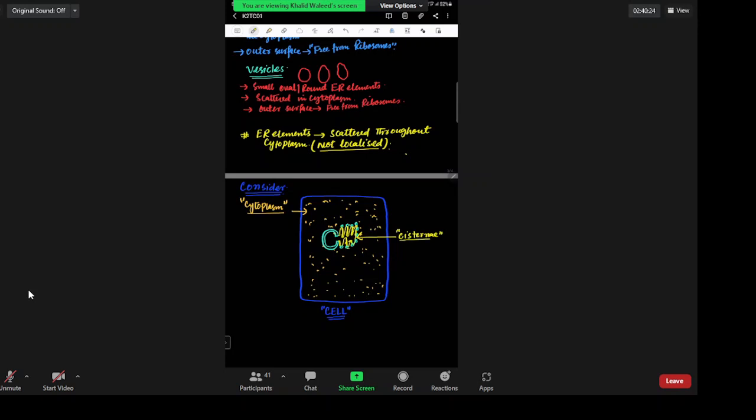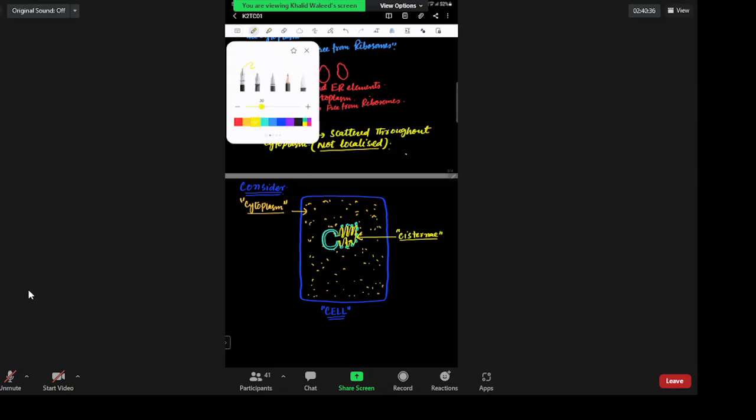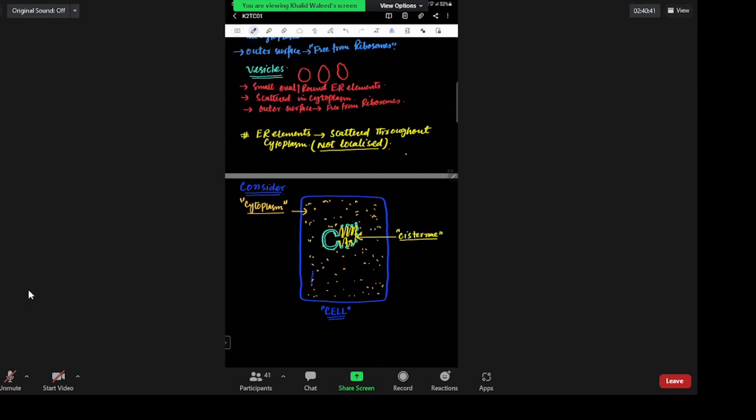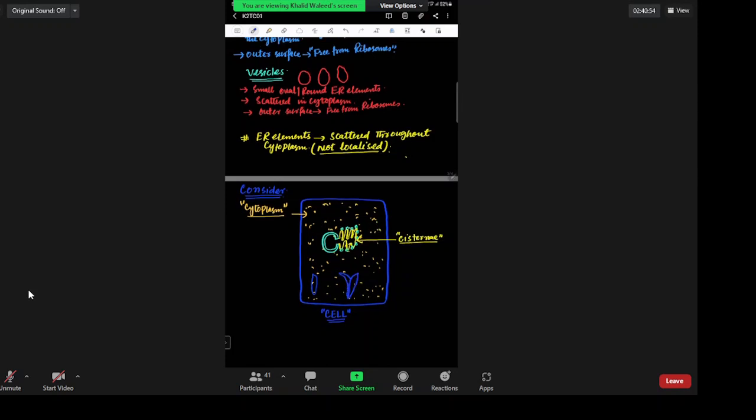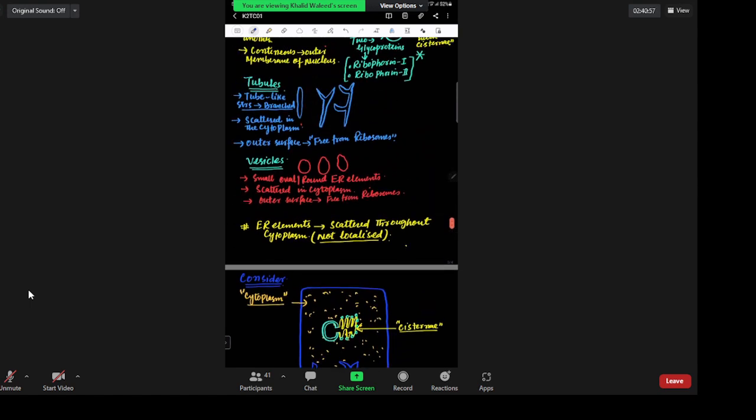These are cisternae. Tubules are also continuous with the outer membrane of nucleus. No, sir, अभी आपने बताया था they are scattered. So let us show those scattered tubules in the cytoplasm. यहाँ पे थोड़ा दिखाएंगे ऐसे scattered, और यहां पे थोड़ा दिखाएंगे ऐसे स्कैटर्ड.